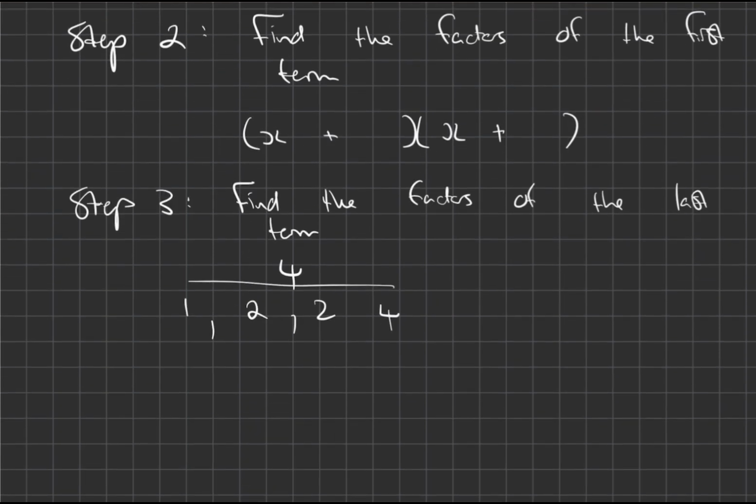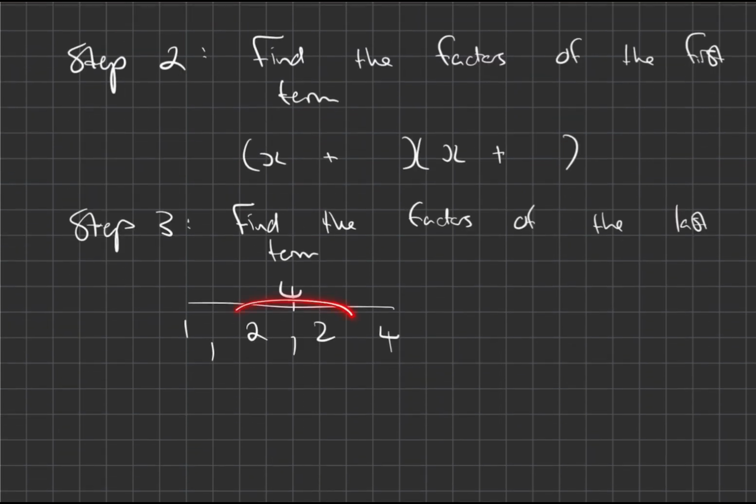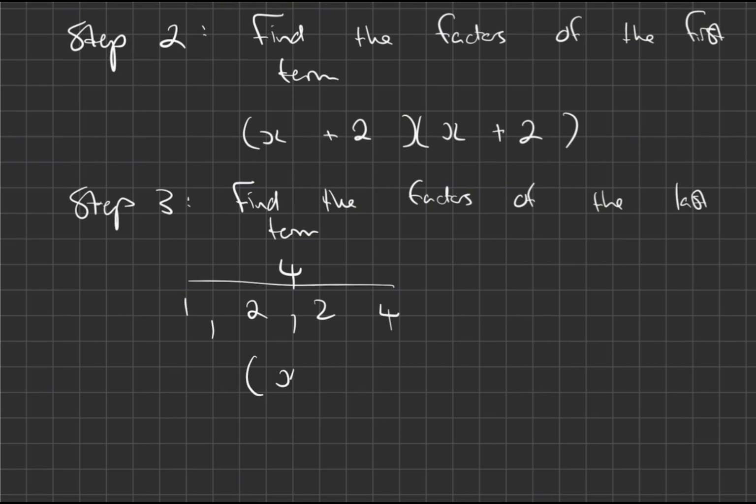So which pair of factors, 1 and 4, or 2 and 2, will add up to 4? It's going to be this pair of factors. So in this case, you just write your 2 and your 2 there, and that would be your last step, right? Step 3 would be x plus 2, and then you have x plus 2.